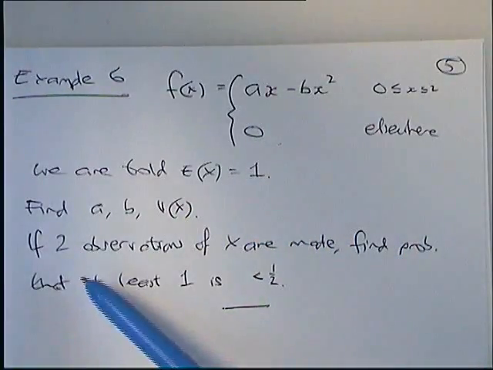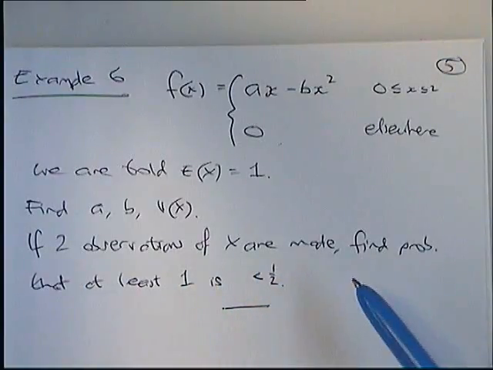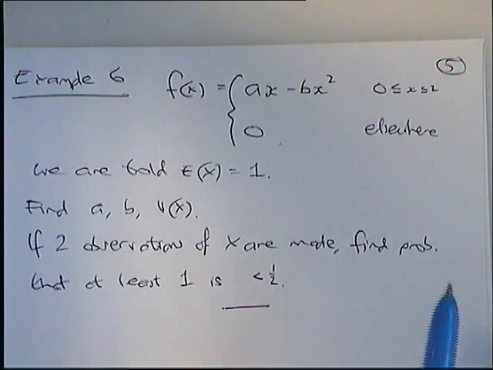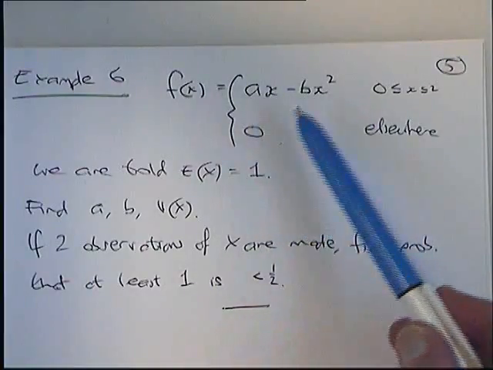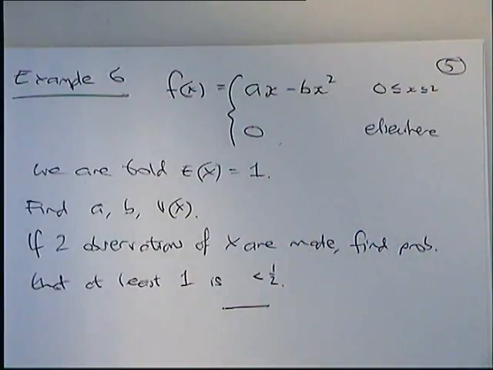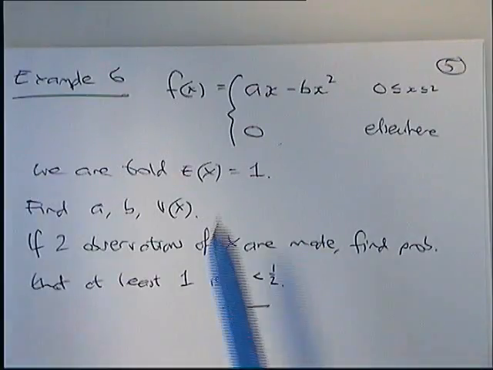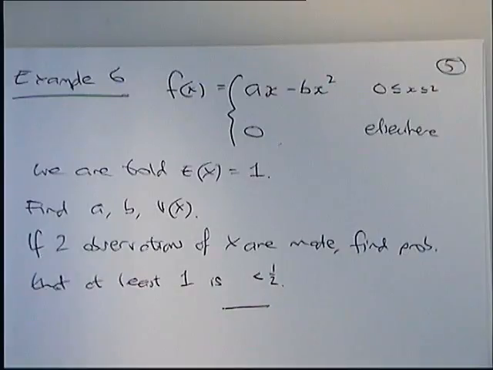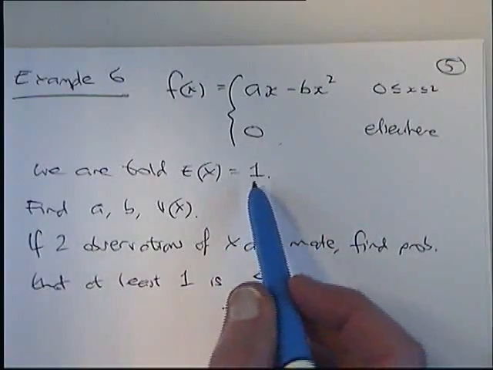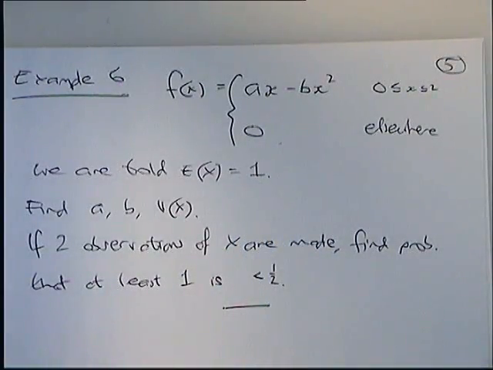And finally, if 2 observations of x are made, find the probability that at least one of them is under a half. The fact that there were 2 unknown letters up here meant we needed an extra piece of information to solve them, and that's where this expectation of x equals 1 comes into it. If we didn't have that information, how do we usually go about finding the value of the missing letter in the formula?